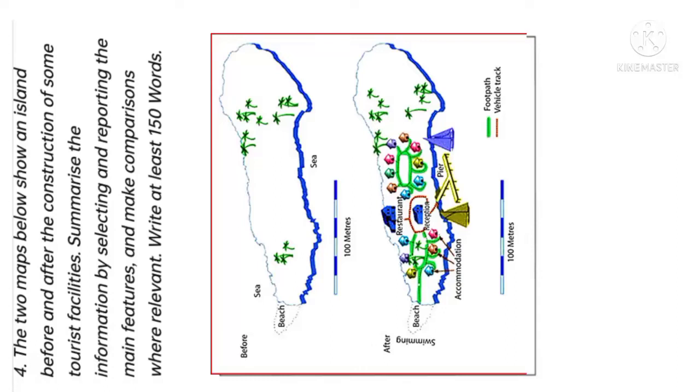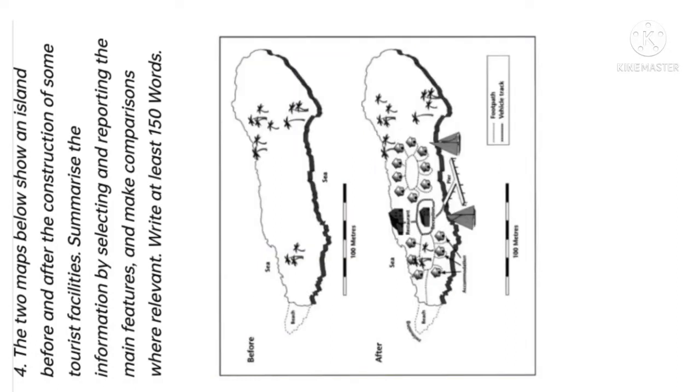An island. Before and after construction of some tourist facilities. The two maps below show an island before and after the construction of some tourist facilities. Summarize the information by selecting and reporting the main features, and make comparisons where relevant. Write at least 150 words.